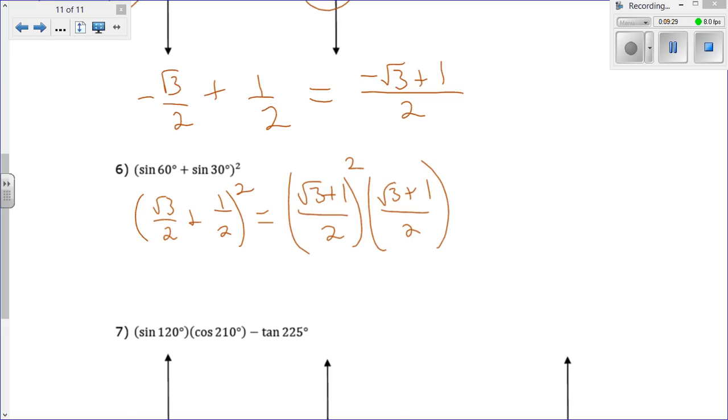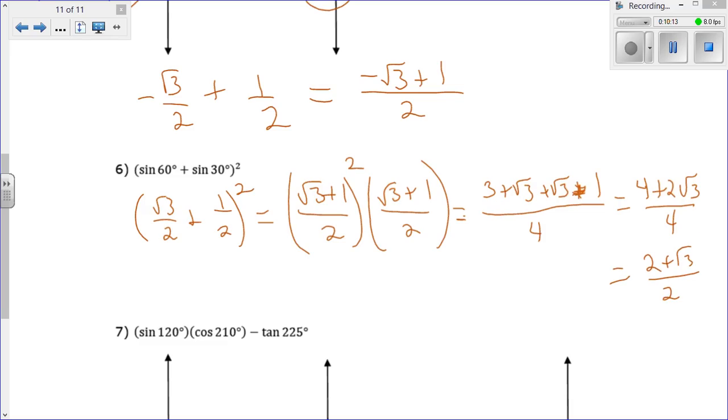Oh my goodness, those darn radicals are back. So I need to FOIL in my numerator. Radical 3 times radical 3 is 3. Radical 3 times 1 is plus radical 3. Another 1 times radical 3 is another plus radical 3. And then 1 times 1 is plus 1, all over 2 times 2, which is 4. If I combine like terms, I will have 4 plus 2 radical 3 over 4. They all have a 2 in common. I have a 4, a 2, and a 4. If I divide everything by 2, I will get 2 plus radical 3 all over 2 for my final answer.